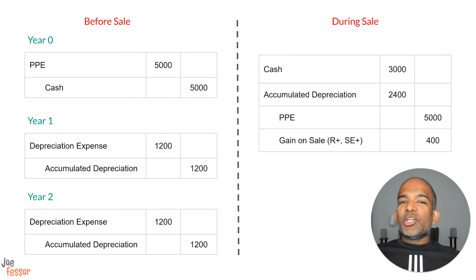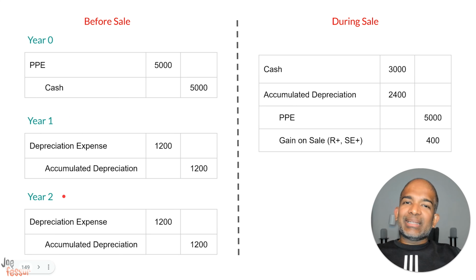It's easier to understand the journal entry for the sale if we are able to readily refer to the journal entries that had been made until that point in time. For example, when the equipment was bought, the journal entry made was a debit to the PPE account for $5,000, and considering Joe paid cash, a credit to the cash account for $5,000. Every year, Joe records a depreciation of $1,200. So he would debit a depreciation expense account for $1,200 and credit accumulated depreciation for $1,200. And he would repeat that also for the end of year 2.